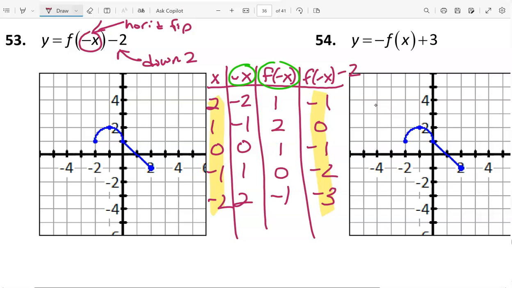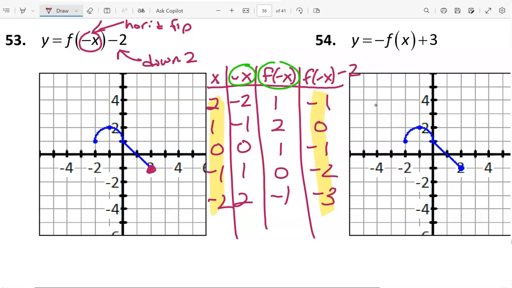So 2, -1, and 1, 0, and 0, -1. What's happening here? Well, that's actually the opposite side of the graph that's gotten flipped over the y-axis. And then lastly, -1, -2, and -2, -3. That's the straight line portion that's gotten reflected.